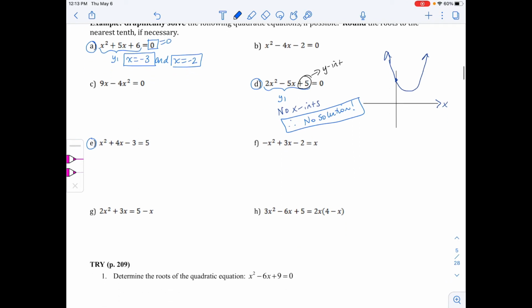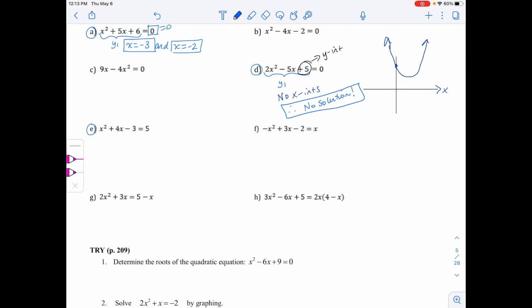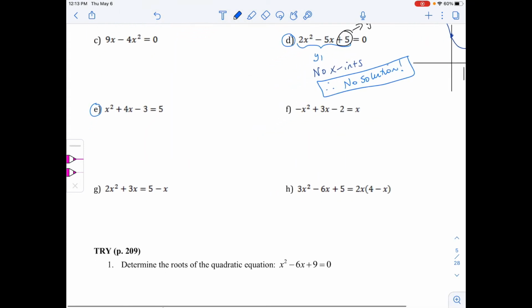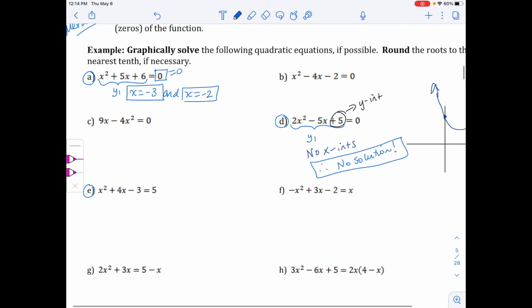Okay, let's look at question E. So question E, the same thing. I would highly recommend, if you're doing this at home, that you pause the video and make sure you're getting the same graphs and the same solutions as me. When I do this one, the first thing I notice is that these are all equal to 0, equal to 0, equal to 0.